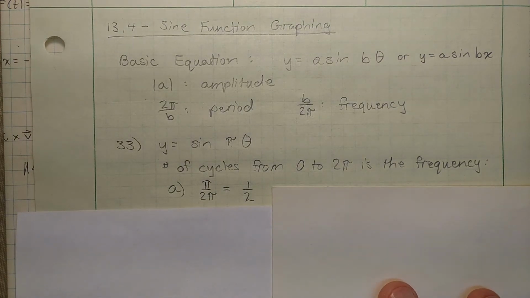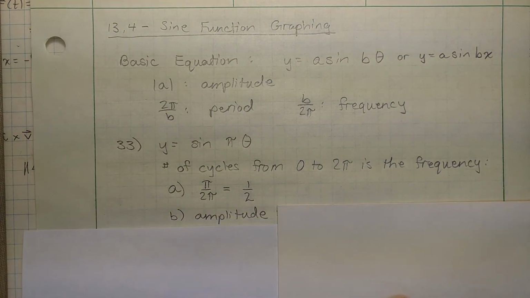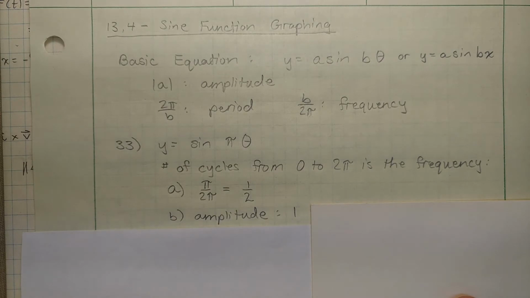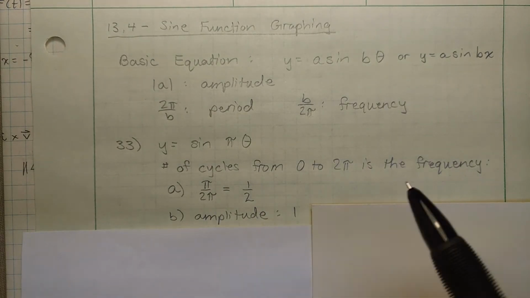Okay, then for the next thing, it says find the amplitude. Like I said, the amplitude is easy. It's the absolute value of what's multiplied here. We don't see anything, so we know it's just 1. And then the frequency, the period. The period is the reciprocal of the frequency.